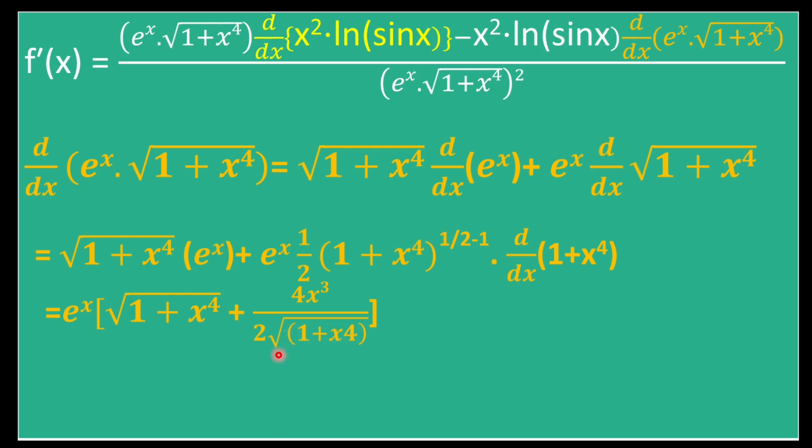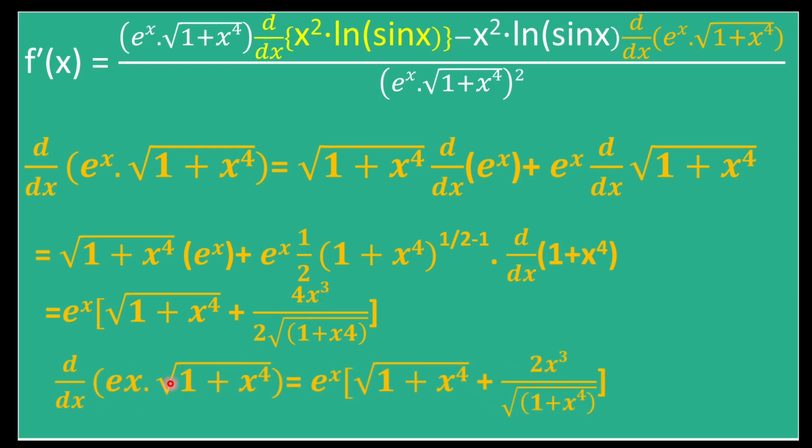So in the denominator it will be equal to square root of 1 plus x^4. And the differentiation of 1 plus x^4 is 4x^3, because we write the power first and then we subtract 1 from the power, so it will become 4x^3.